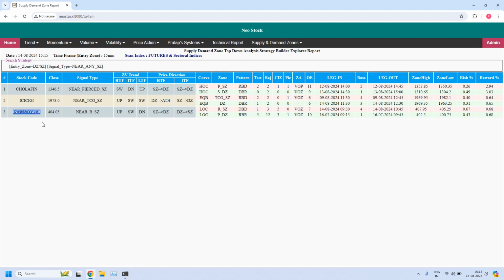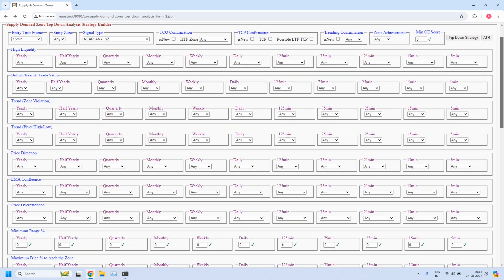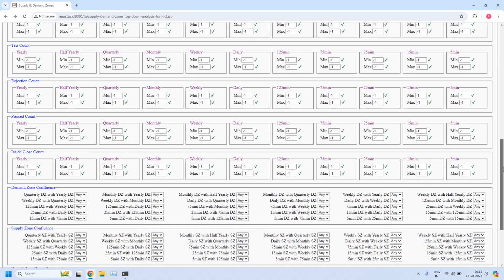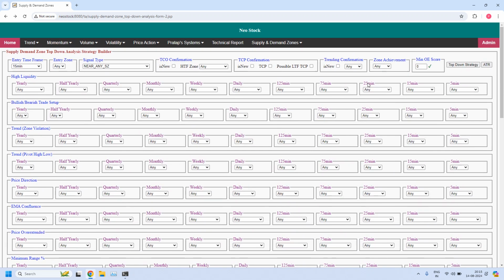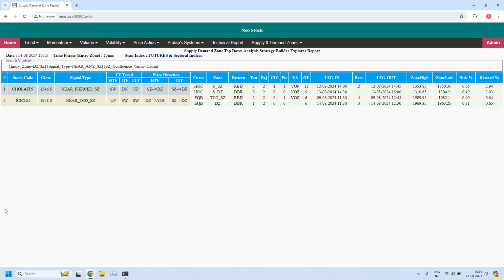So Indus Tower, whether it is having any confluence with ITF time frame, let's verify. Supply zone confluence. Our focus should be on Indus Tower. So here supply zone confluence, 15 minute supply zone with 75 minute supply zone we enabled. That is LTF and ITF. Let's filter. No, it's not having a confluence. Only pierced zones are having confluence, but they are already pierced. So we need not look for HTF confluence.